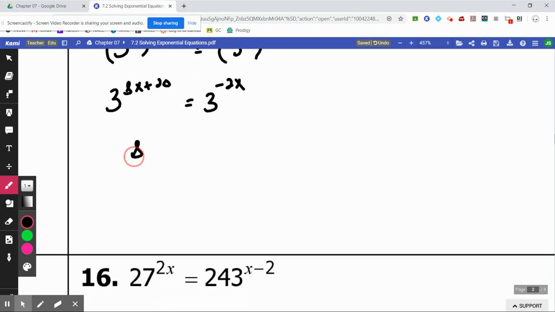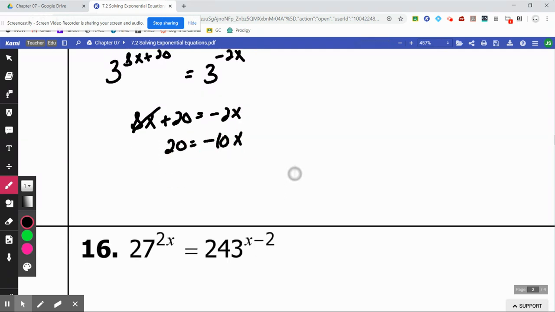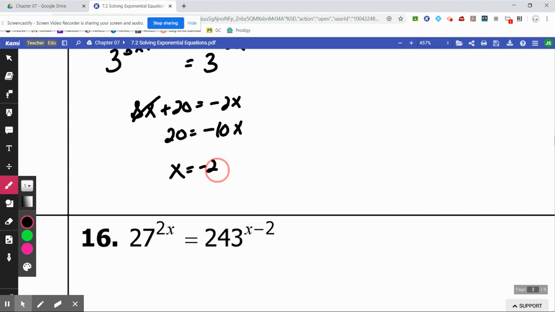Now set your exponents equal. 8x plus 20 is equal to negative 2x. Let's move our 8x, gives you 20 is negative 10x. Divide by negative 10 and you get x is negative 2. Number 15.